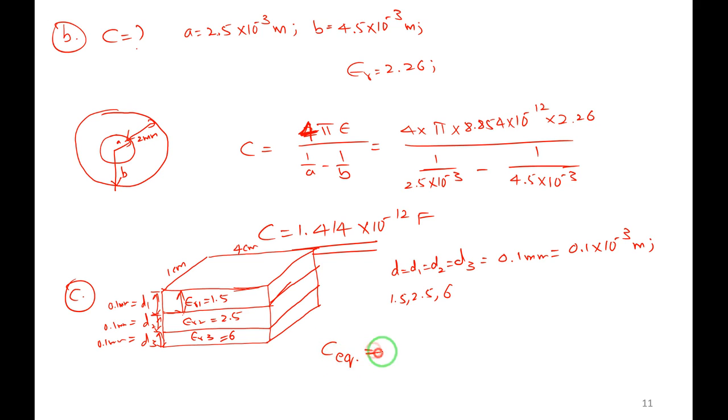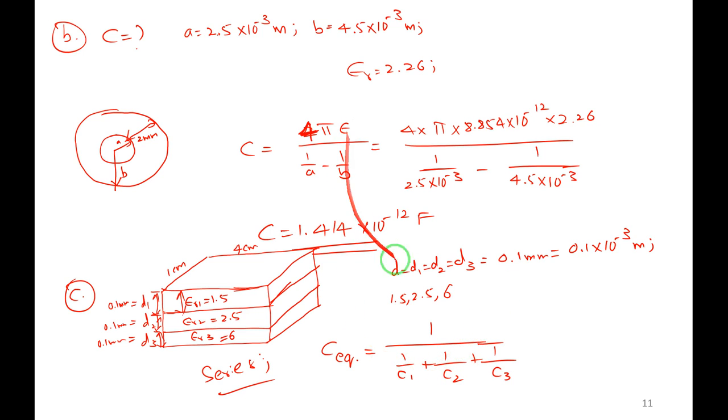C equivalent can be viewed as the capacitors being in series. Series means we don't add C1 plus C2 plus C3 here. It is not like resistance: 1 divided by (1 by C1 plus 1 by C2 plus 1 by C3). We can calculate C1, C2, C3 separately and substitute. That is one way, or we calculate separately and write it, which would be better, I think.